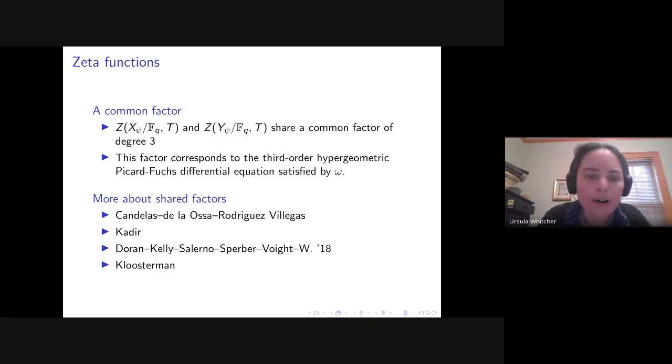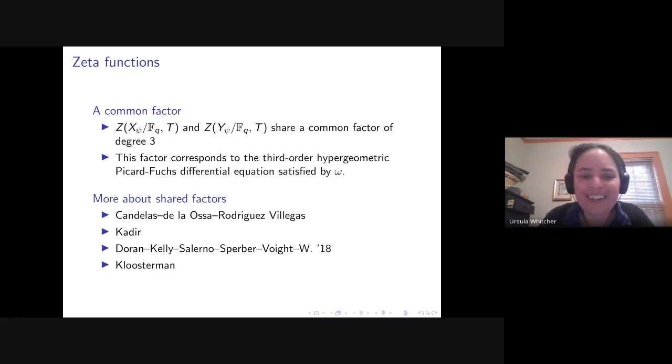If you want to know more about shared factors, there's old work by Candelas, Zeta de la Asa and Rodriguez Villegas that looks at shared factors of the quintic and its mirror, the most classical mirror symmetry case. There's work of Shabnam Kadir where she reports this stuff about the quartic that Zeta de la Asa worked out. And then she also looked at some interesting octic Calabi-Yau threefold examples.